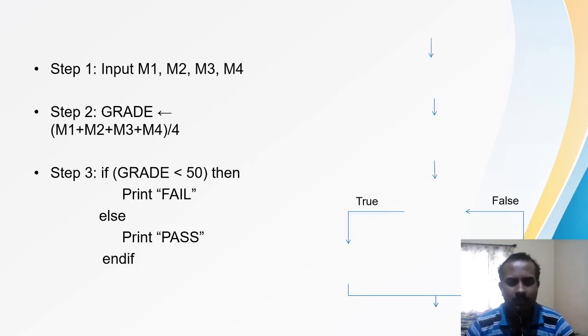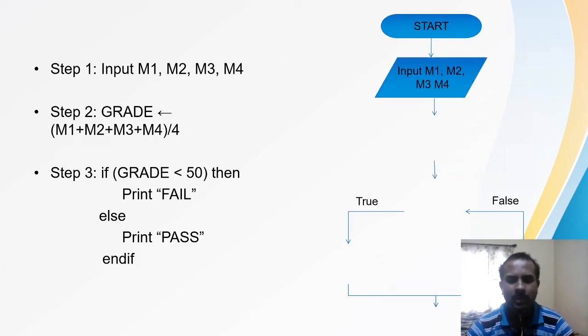Okay, so let us say we have calculated the grade for the student. The first step is start. The second step is you are going to take the input, that is in the parallelogram format. Input M1, M2, M3, M4. Either you can take the four inputs together or you can take them separately. Input M1, another parallelogram input M2, another parallelogram input M3, another parallelogram input M4. That can also be done.